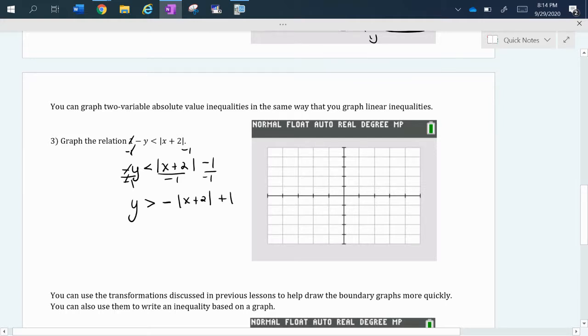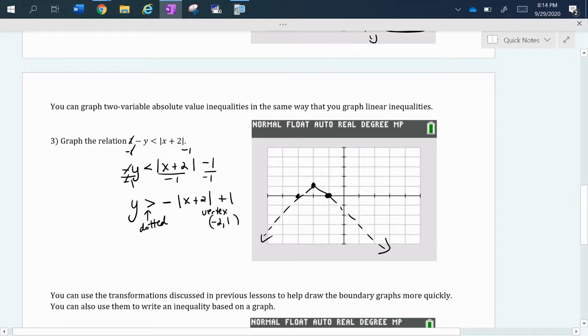So I'm going to graph the boundary, the absolute value equation, y equals. So I see the vertex is at negative 2, comma 1. So I'm going to plot that. And then I see this one opens down. Notice I want a dashed or dotted boundary this time. So I want to go down 1 and over 1, down 1 and over 1, make a point. And then I'm going to do a dashed boundary here.